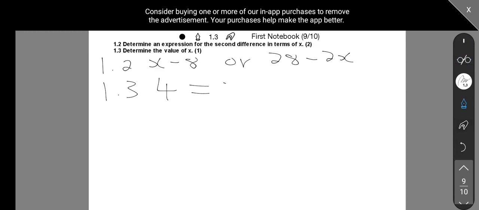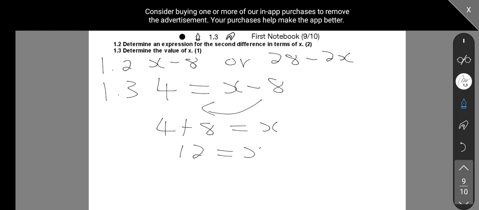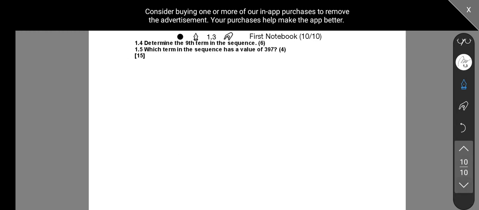So we're going to say that 4 is equal to x minus 8. We're going to take the negative 8 to the left side and we'll change its sign. This will be 4 plus 8 is equal to x. This means that 4 plus 8 is equal to 12, and 12 is equal to x. Therefore, the value of x is equal to 12, and you get your 1 mark. Let's go to the next question.